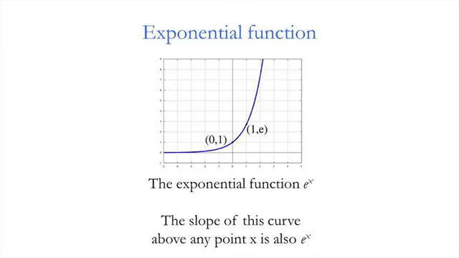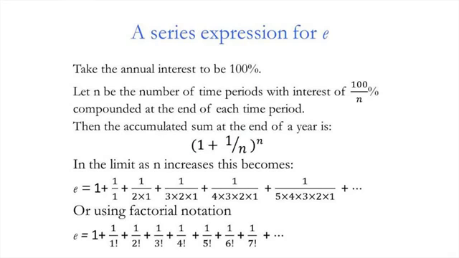Okay, so let's get a series expression for it. And what you can do after a little bit of work or a little bit of thought is that this process of taking an interest rate of 100%, if you take the number of time periods and call them n, so what you do is instead of paying 100%, you pay 100% over n during each time period. All right, so we've reduced the interest, but we're paying it more frequently, and we're also paying interest on top of interest. Then if you have a chance to sit down and look at it for a while, you're able to see that the accumulated sum at the end of a year is 1 plus 1 over n to the power of n.